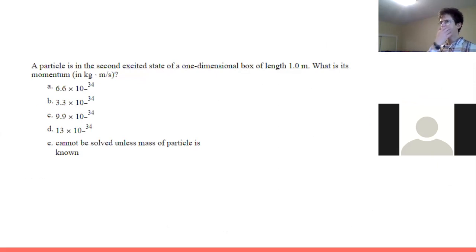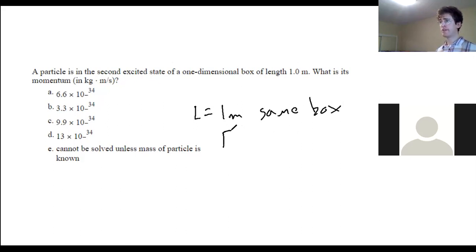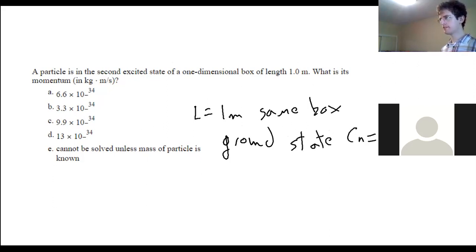So this is asking about the second excited state of a particle in the box. It's the same box because it's the same length. Actually, the mass doesn't matter. We're told it's the same box as the last question. And so we already knew its ground state momentum was 3.3 times 10 to the negative 34.